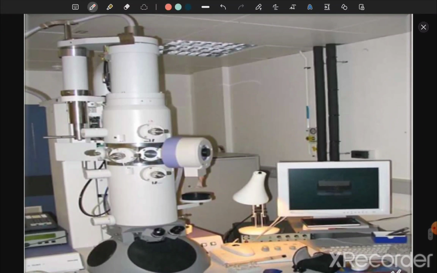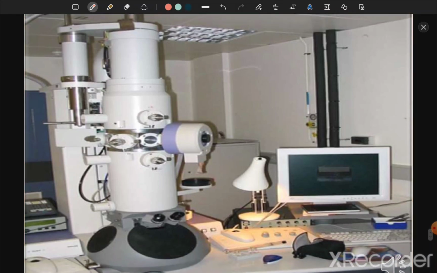This is a transmission electron microscope. This is the electron gun, with the cathode here and the anode. Between the cathode and anode runs a high-speed beam of electrons, projecting at the tissue sample.